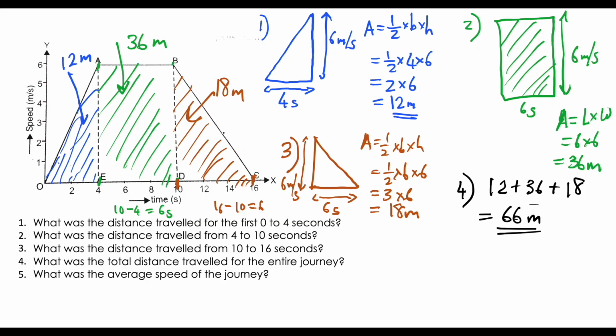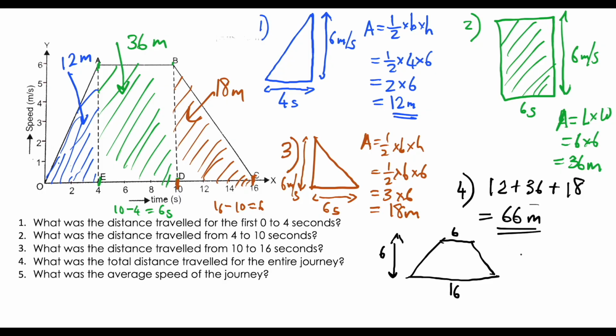Just a fun fact, remember that this full shape is a trapezium, so we could have used the trapezium method as well. The full time period from here to here is 16. Our height, the perpendicular height, is 6 from here to here. Between these two points, from 4 to 10 is how much? 10 take away 4 is 6. So here is 6.